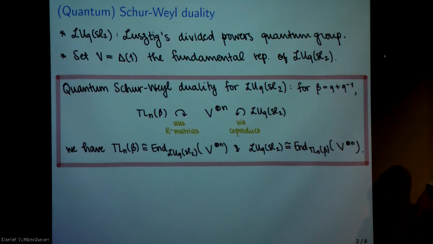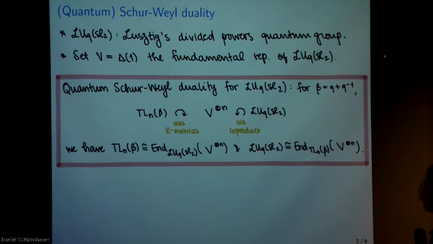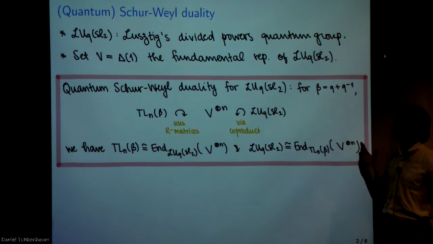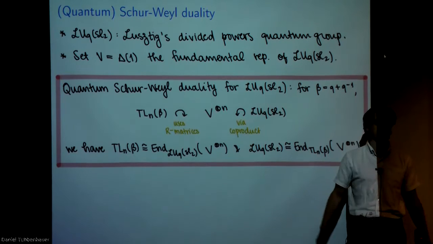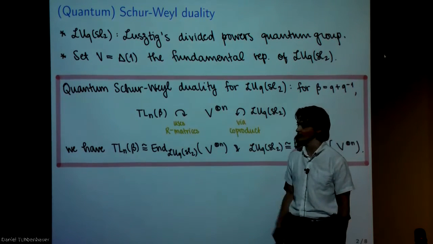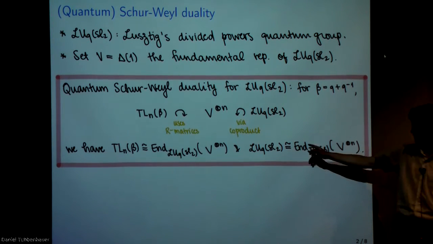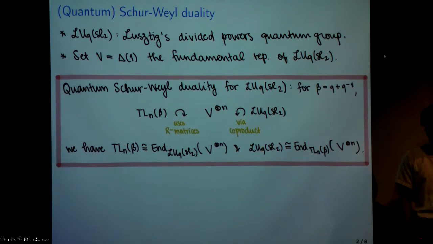I'm not sure that it's very useful that I present it to this audience, but here it is anyway. So if you take the n-fold tensor product of V with itself, you can act on it by LUQSL2. You can also act on it by the Temperley-Lieb algebra, TLN, and these two actions centralize each other so that we have these isomorphisms of algebras.